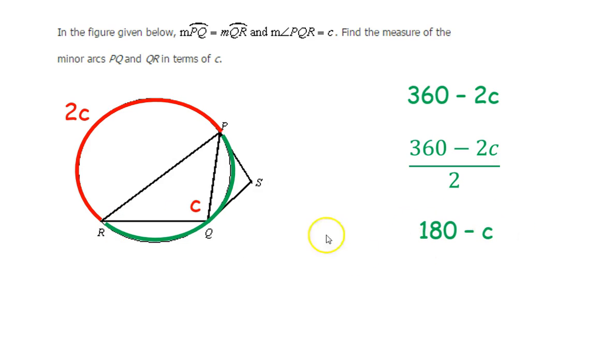So now the value in this is, if we know how big this angle is, we can find out how big the arcs are. But we don't know how big angle C is. We don't have enough information to figure it out. But if we did know how big it was, we would just take that value, subtract it from 180, and that would be the arcs, PQ and QR, because they're the same.